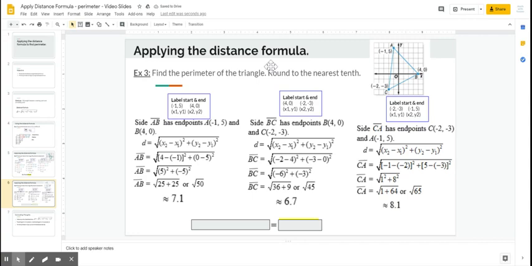So again, in the problem it says round to the nearest tenth, and we can start adding. So 7.1 plus 6.7 plus 8.1 ends up getting us to be 21.9 units.